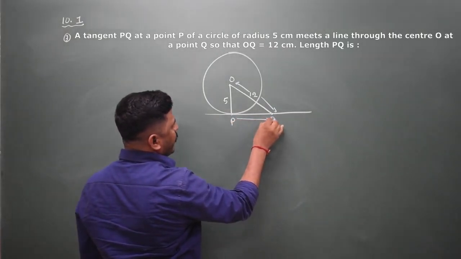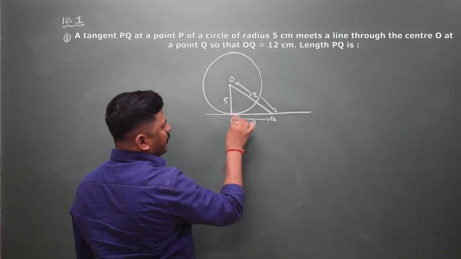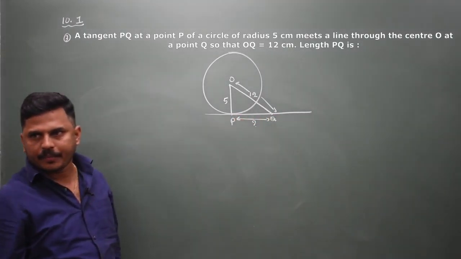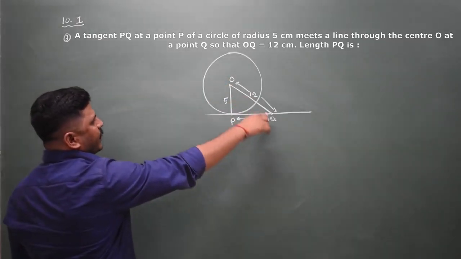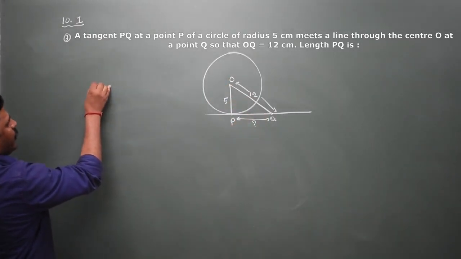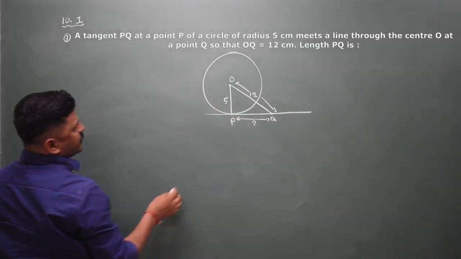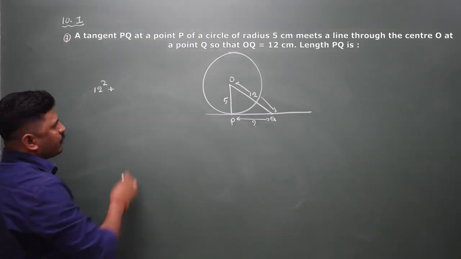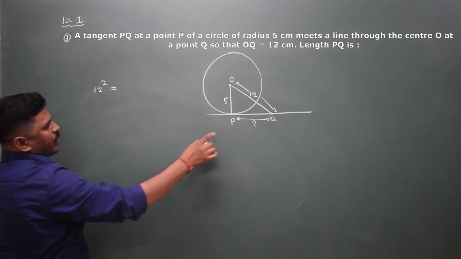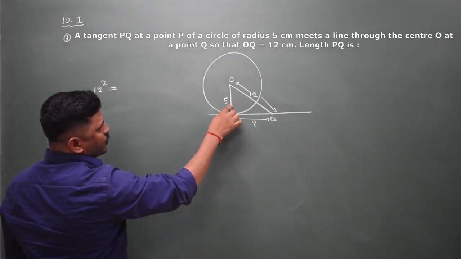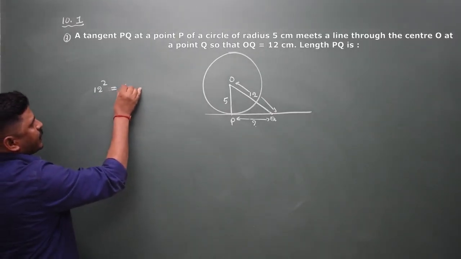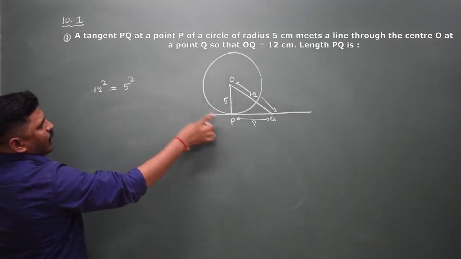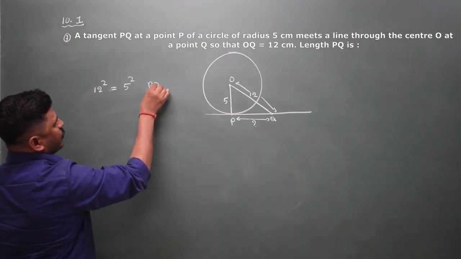Whether they ask you to calculate this or not, PQ they ask you to calculate, right? What does the Pythagoras theorem say? The hypotenuse squared is equal to the sum of the squares of the other two sides.